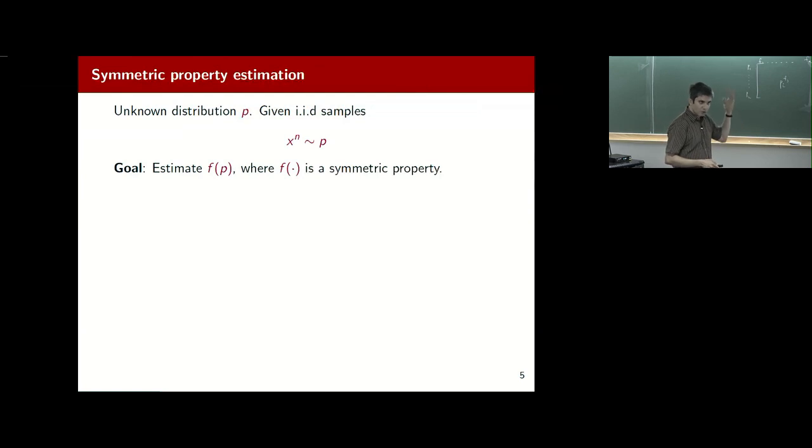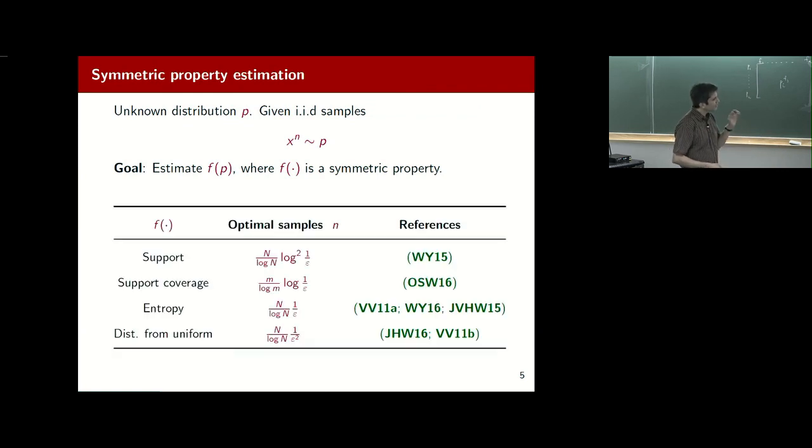So remember, the original goal was you have this unknown distribution, you have samples, and you want to estimate some property of the distribution. Now for a variety of these properties of interest, people have figured out in excruciating detail upper bounds and lower bounds on how many samples you need. If you're interested in support, it tells you that you need so many samples. If you want entropy, you need so many samples, and so on. And this is really nice, beautiful work.